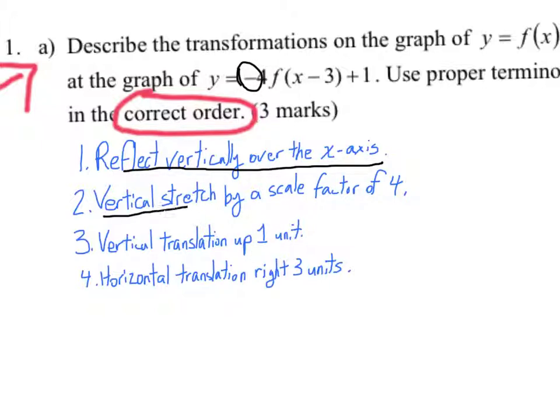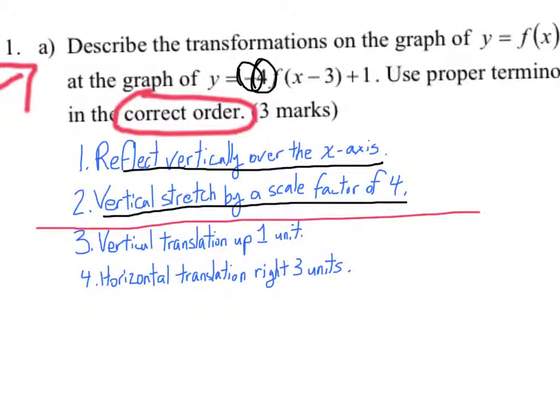We have to vertically stretch by a scale factor of 4. That's this 4 out front there as well. From this point, in terms of order, those first 2 must come first, and the next 2 must come last. And you can place either pair in whatever order you want.